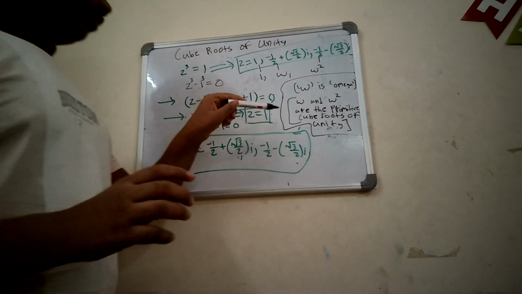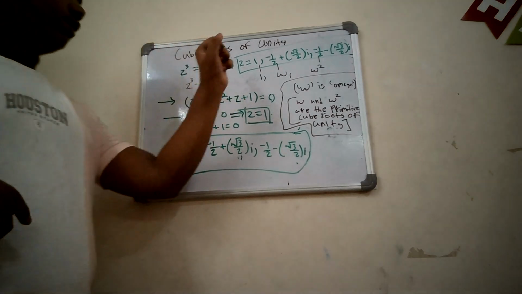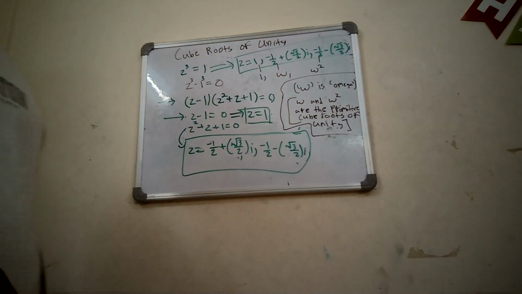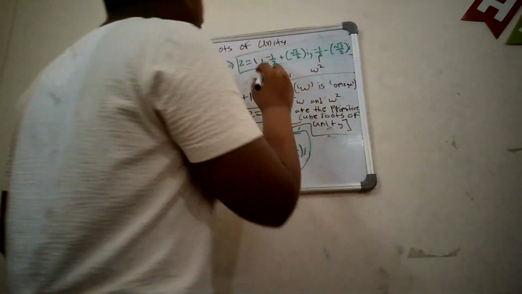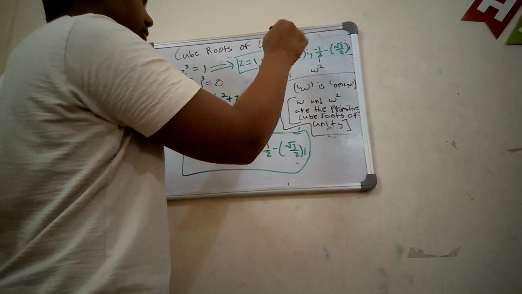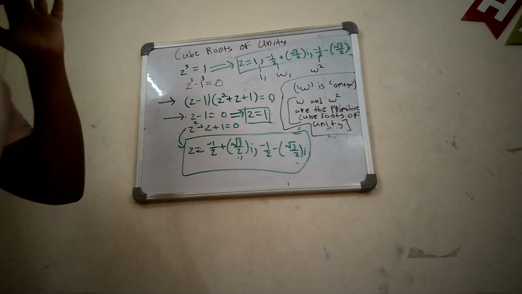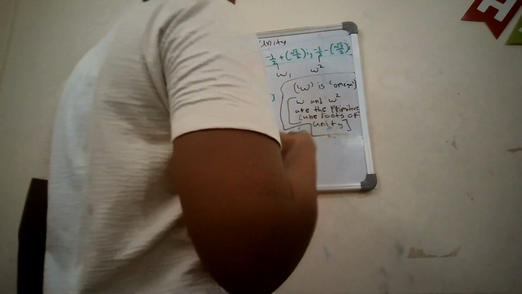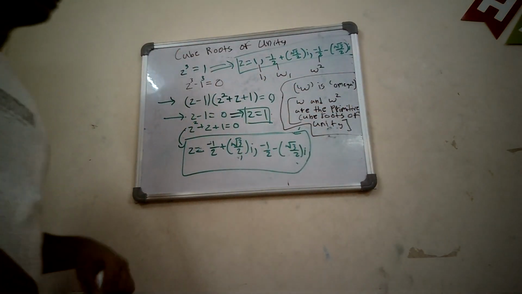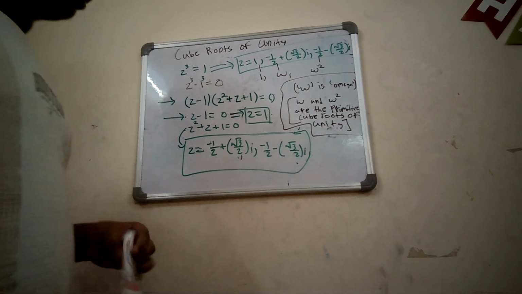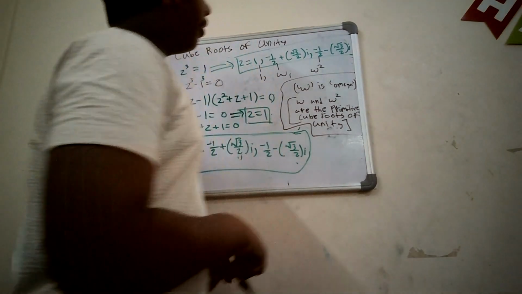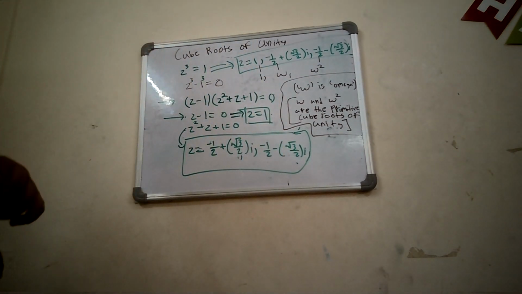Okay? So these are the three roots we have to this equation. And the reason this is omega is because when you square this, you're going to get this. You can try it, it works. Okay? So these are all the cube roots of unity.